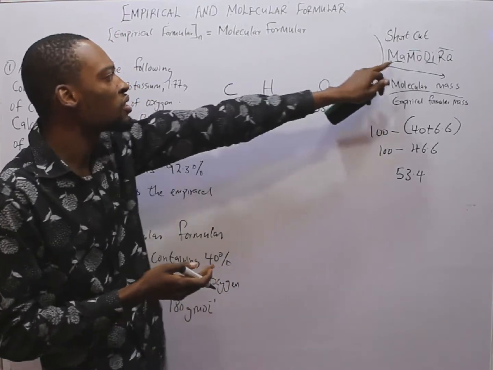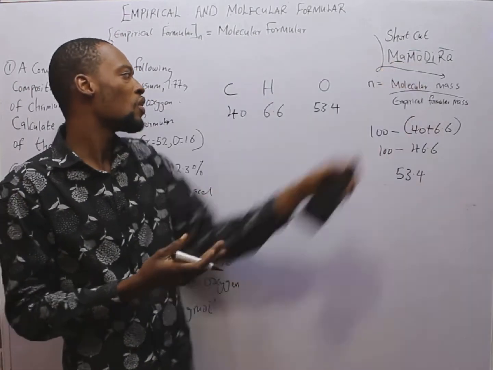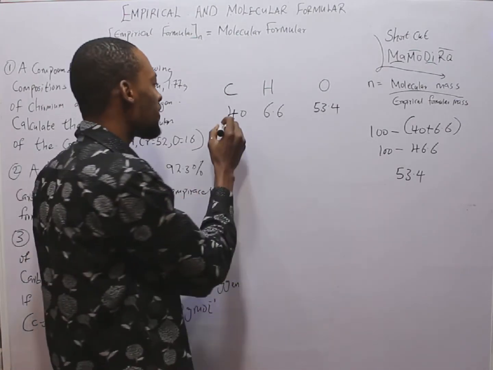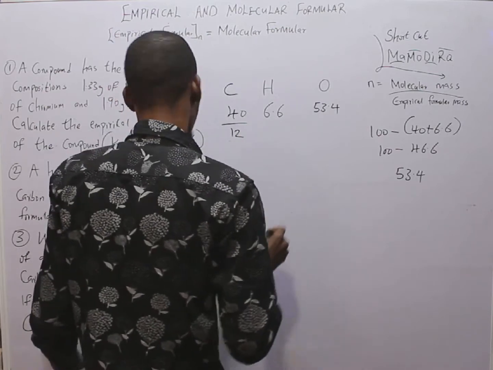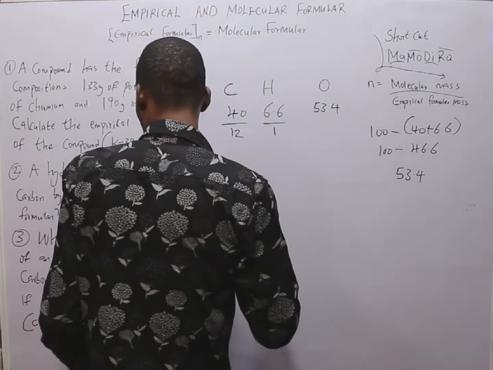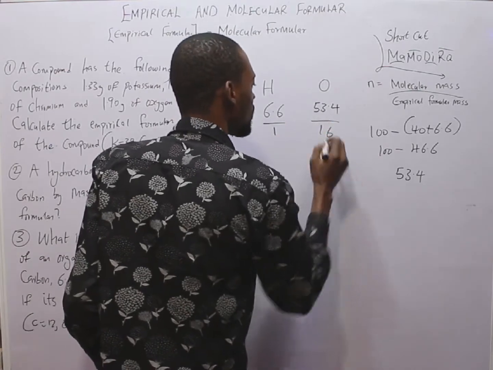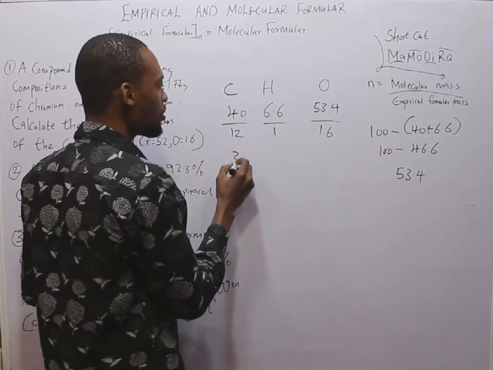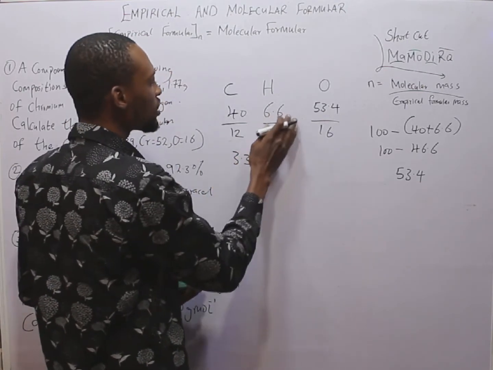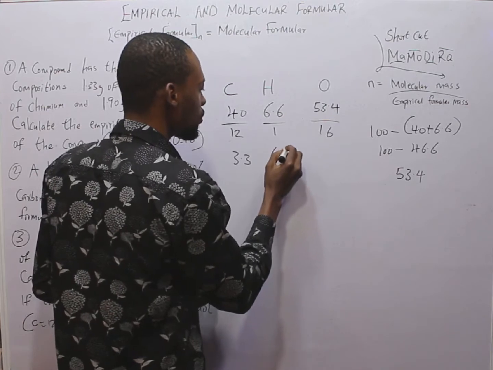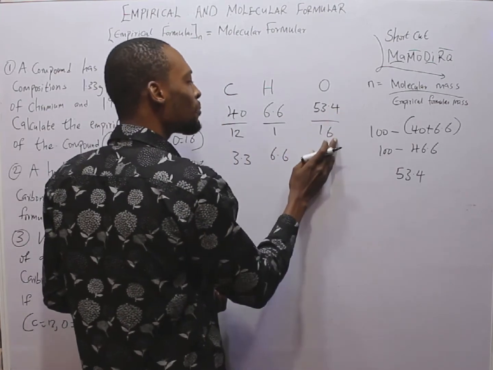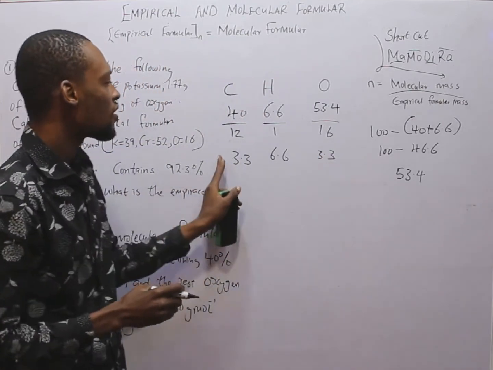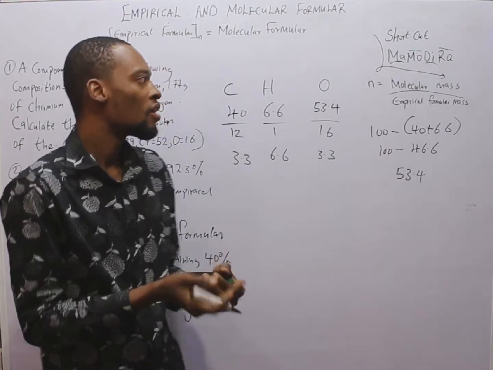What next? We are done with mass. The next is mole. What is mole? Mole is simply mass over molar mass, which means we divide here by the molar mass, 12. We divide here by the molar mass, 1. We divide here by the molar mass, 16. We will get the number of moles. 40 divided by 12 is 3.3. 6.6 divided by 1 is 6.6. 53.4 divided by 16 is 3.3. Which means we've gotten the number of moles.